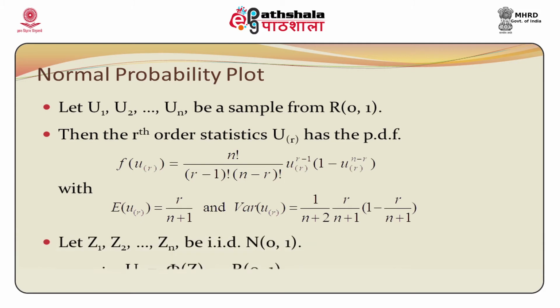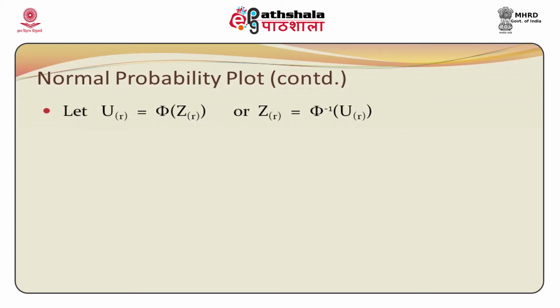Now, let z1, z2, ..., zn be IID normal 0 1. These are standard normal variables. We write u is equal to phi z. You know that the distribution function has the rectangular distribution. So, u equal to phi z would be rectangular 0 1. Now, let us make this correspondence. Say we have ur and we correspond this to the rth ordered value of z, that is zr. So, ur is equal to phi zr. In that case, if we invert this function phi, we can write zr is equal to phi inverse ur.